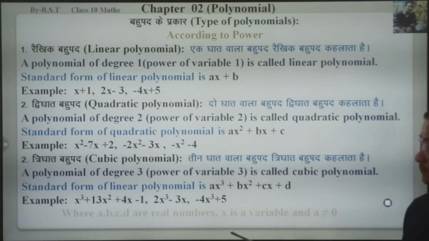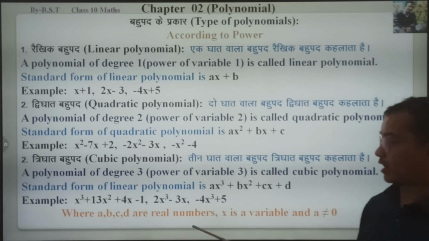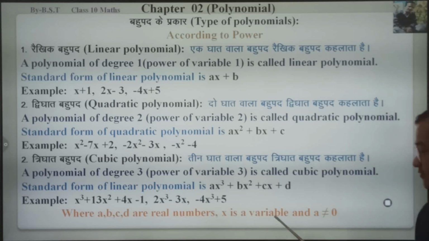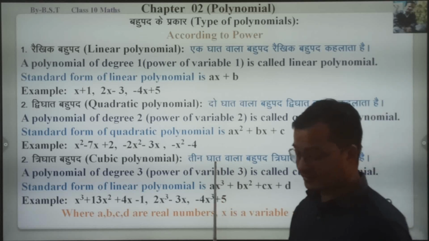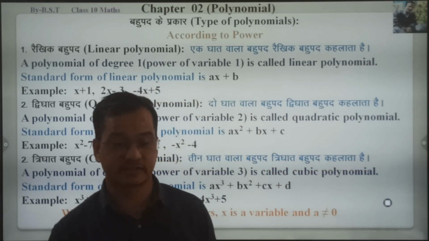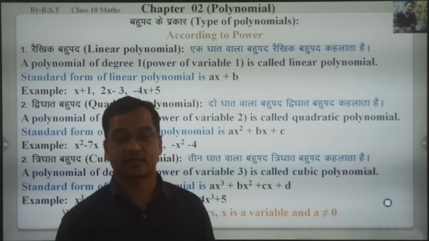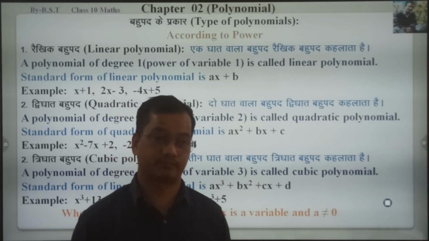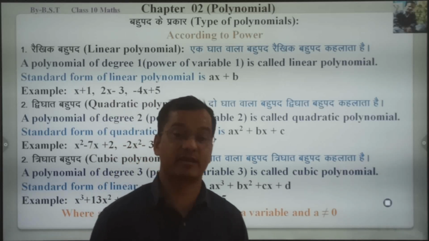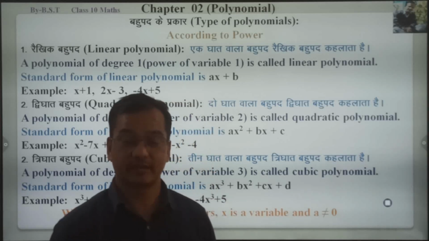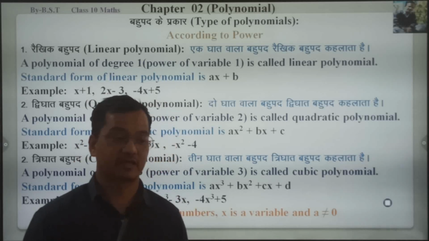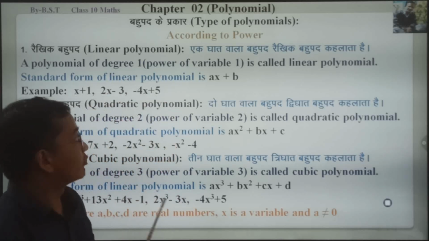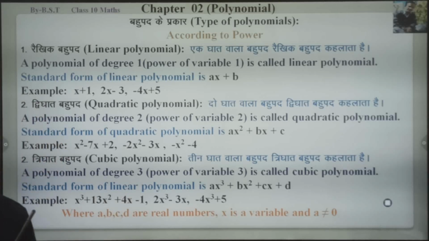So we can say where a, b, c, d are real numbers and x is a variable in all these conditions, and a is never 0, it means a is not equal to 0, but b, c and d may be 0 sometimes, and then there is no change in the polynomial, but a can never be 0. a कभी 0 नहीं होना चाहिए, b, c, d 0 भी हो सकते हैं, तो उससे पॉलिनोमियल पे कोई फर्क नहीं पड़ता है. स्टूडेंट्स, तो ये अकॉर्डिंग टू पावर, क्लियर है? वेरी गुड.